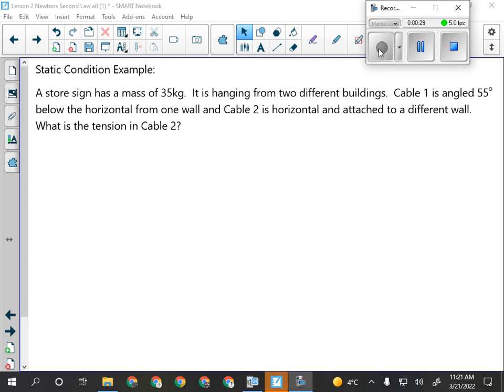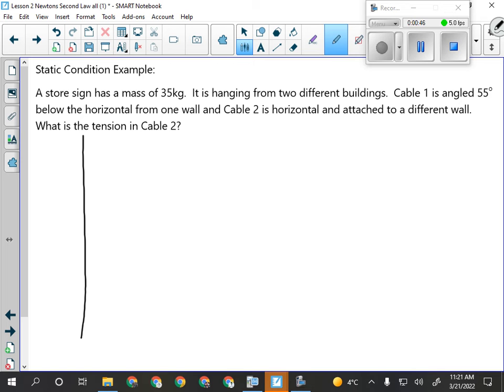Now, if the object isn't moving, what's my net force? 0. Yeah. Okay. All the forces are balanced. That's kind of a Newton's first law situation, but we still look at it as kind of Newton's second law. So what I want to do with this question here is draw the picture.